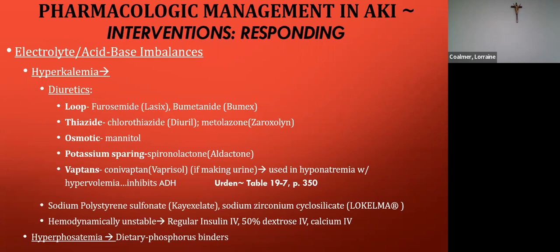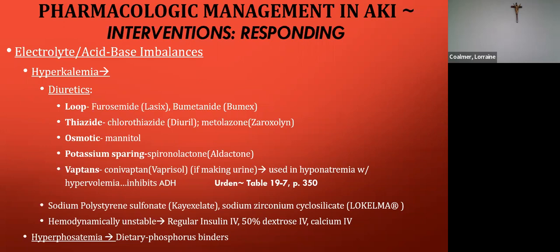Yeah, it must have got cut off. I was looking all over. It's in the next slide, but I'm going to give insulin regular, 50% dextrose and calcium. That is a quick fix for a high K. That's only a bridge to get me to whatever, like dialysis or something like that.